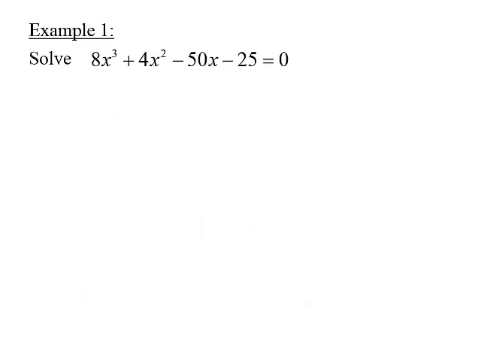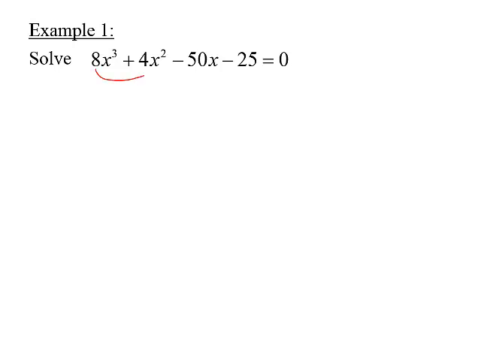Let me illustrate with an example. We want to solve the equation 8x cubed plus 4x squared minus 50x minus 25 equals 0. To solve this equation, we need it in standard form, that is, decreasing powers of x, and one side equal to 0. Then we will factor this polynomial that is on the left side. Because this polynomial has 4 terms, we will use grouping to factor.